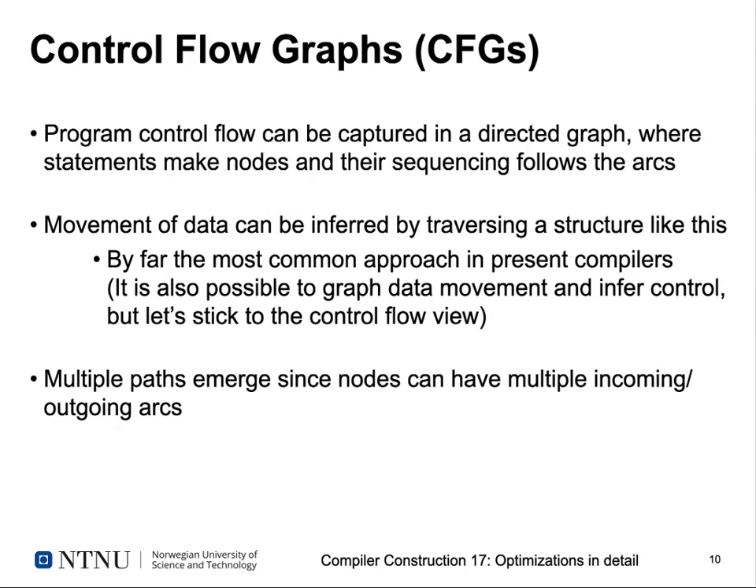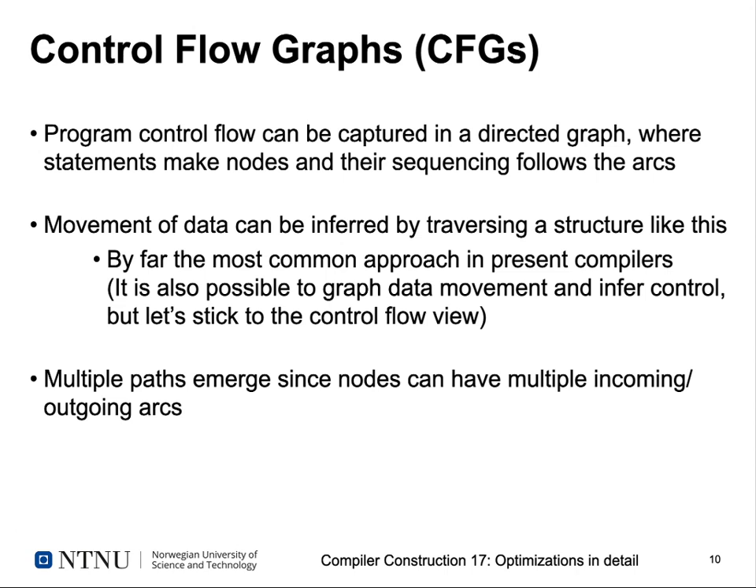And this data structure we are going to base our analysis upon is called a control flow graph, or short CFG. So what we're trying to do is capture the program's control flow in a directed graph, and the parts of this directed graph now represent parts of our program. So statements are represented as nodes in our control flow graph, and the sequences of statements are represented by the arcs in our control flow graph.